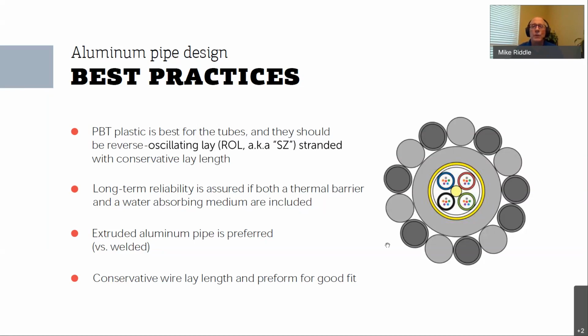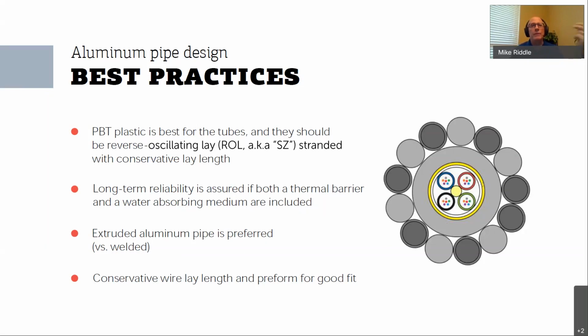Next up is your choice for how you make this pipe. You've got two choices. You can extrude the aluminum pipe or you can weld it. And it's my belief that the extrusion process is better for making this. It ensures that you have no weld defects or holes or voids or weld cracks that can develop. You get a perfect tube.